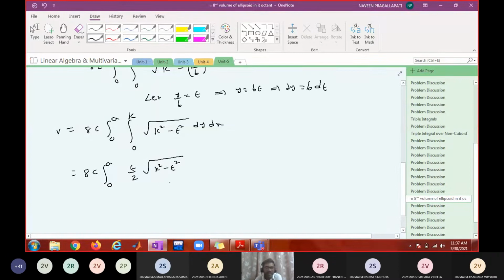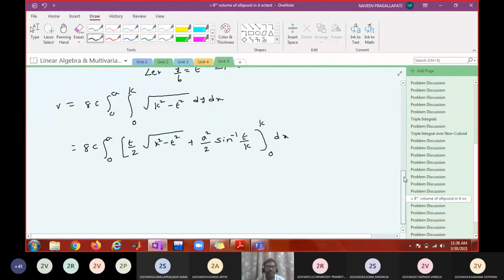Plus a square root or minus a square root? Do you remember the formula or not? Plus. So plus a square by 2, sine inverse t by k, t by k, okay, with the limits from 0 to k.